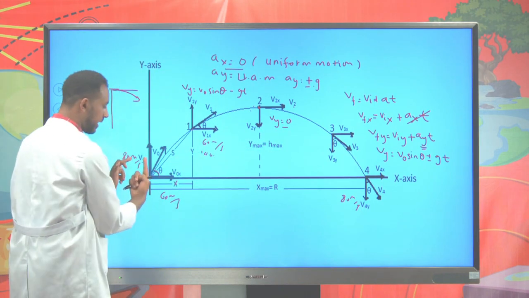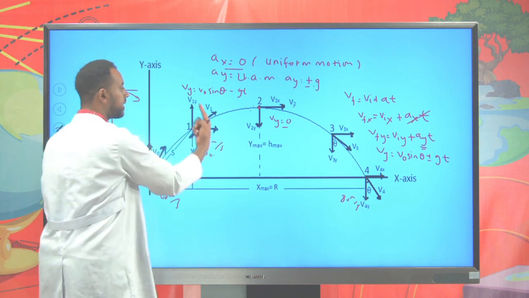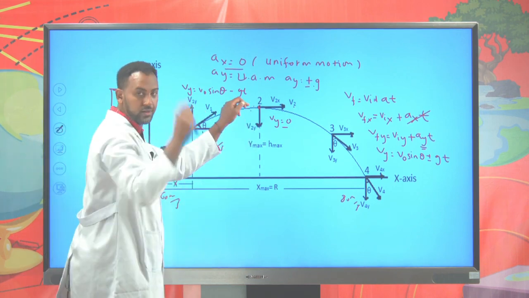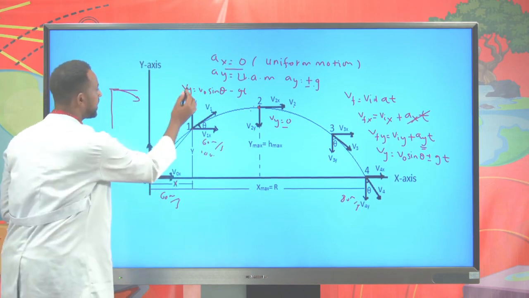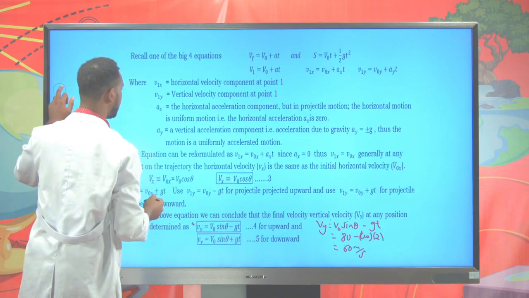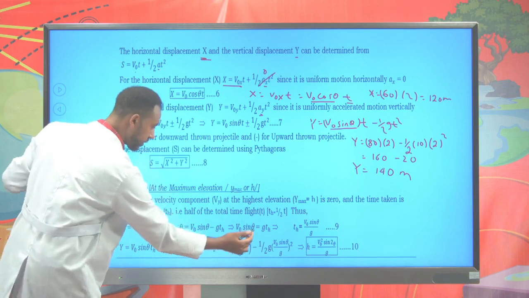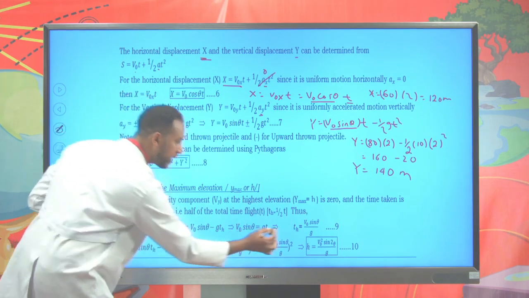We have said that it is 80 at this moment. For every second, it decreases and decreases. When it reaches its maximum height, the vertical velocity component is 0. So we can substitute 0 here and find an equation. Here, it's possible to find the half-time of flight.